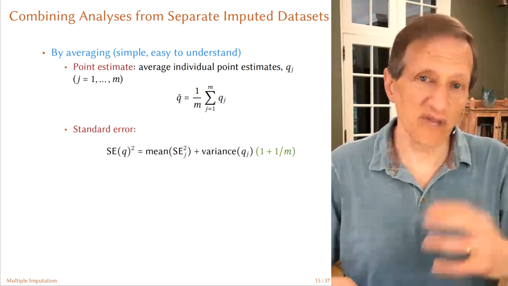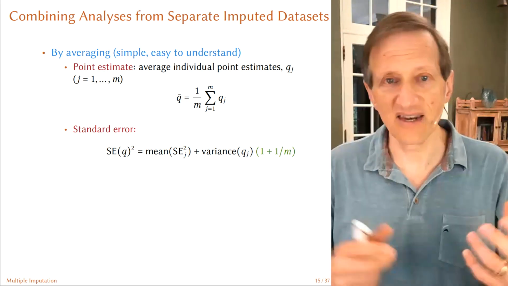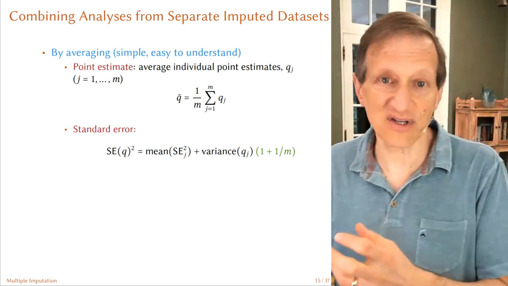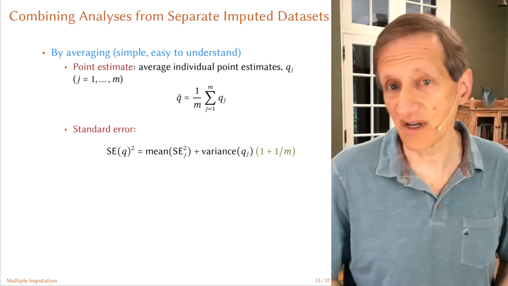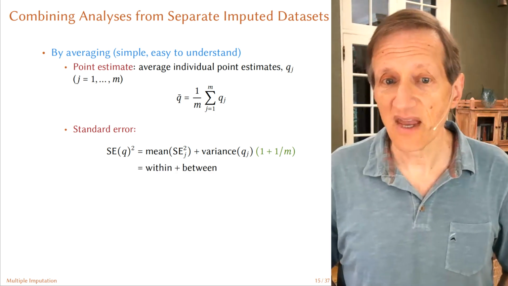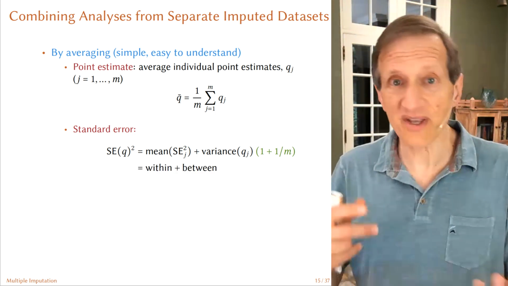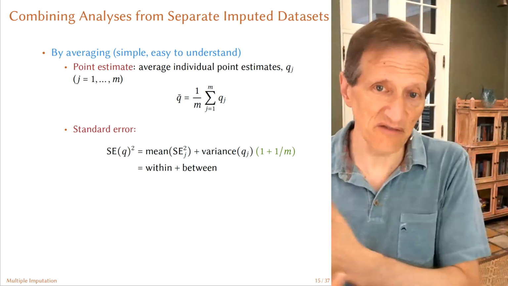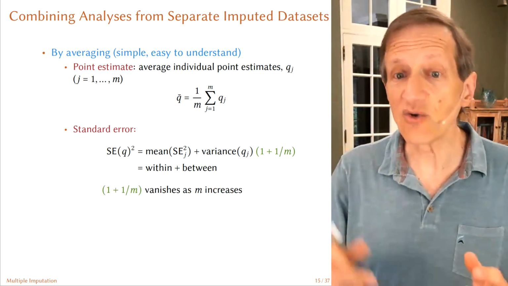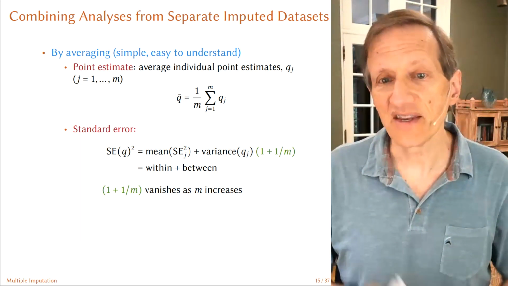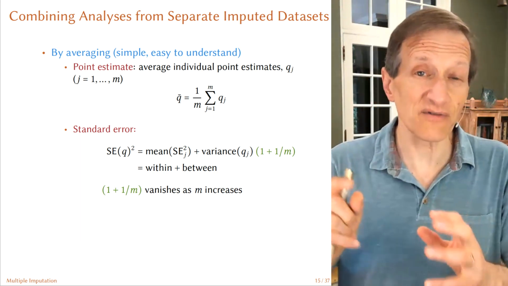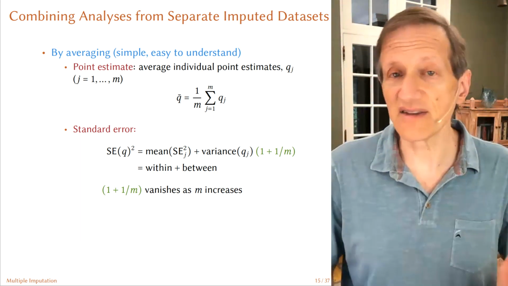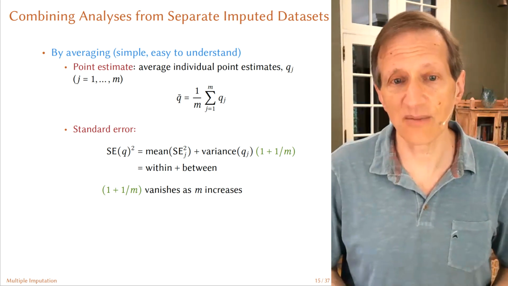You take the mean of the squared standard errors and add it to the variance of the point estimate across the 5 data sets. This is the within variability estimated by the standard error plus the between variability estimated by the variance in the point estimates. The green component there is a little bias correction that you need for finite samples. It goes away as m gets large, so it's not particularly important.